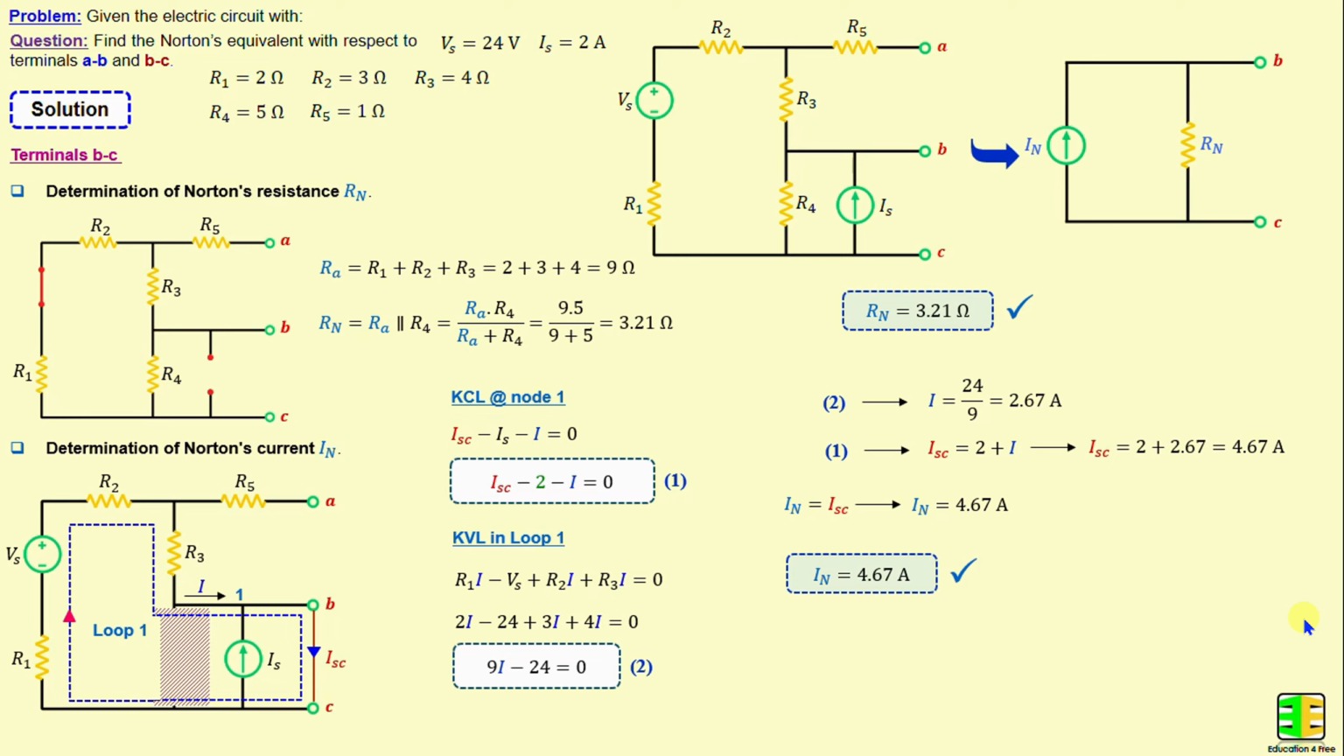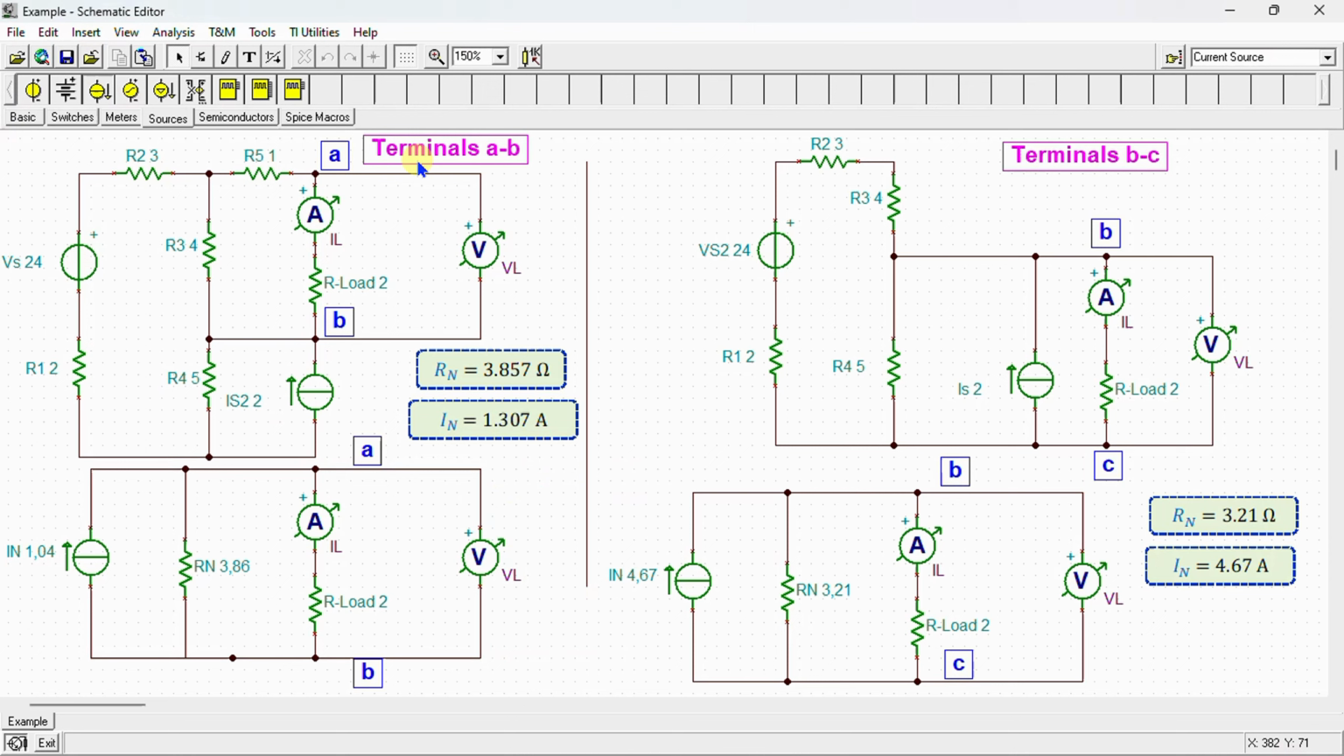After completing the calculations, I perform a simulation using SPICE to verify our results. Now let's proceed to the SPICE environment. Here is our network drawn in the SPICE simulator. This is the Norton's equivalent with respect to terminals A and B, and this is the Norton's equivalent with respect to terminals B and C.